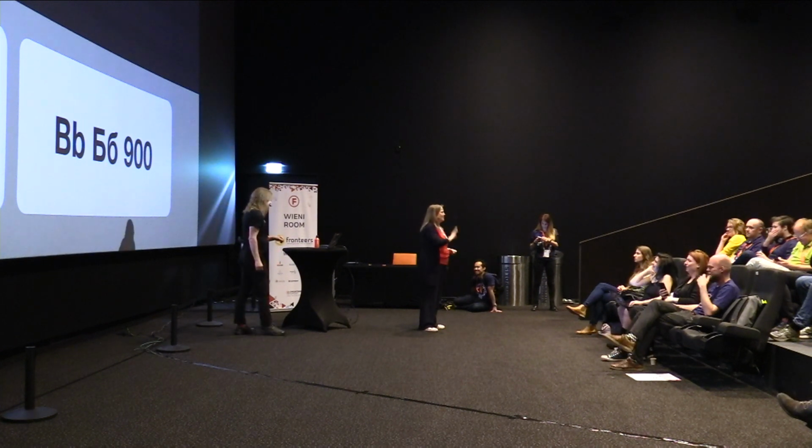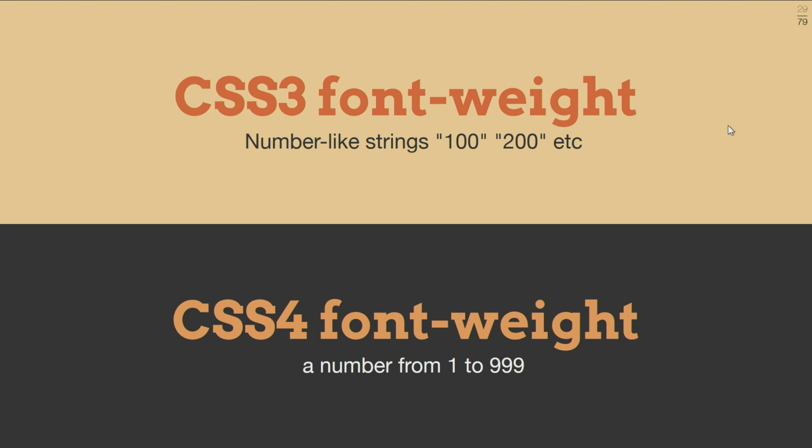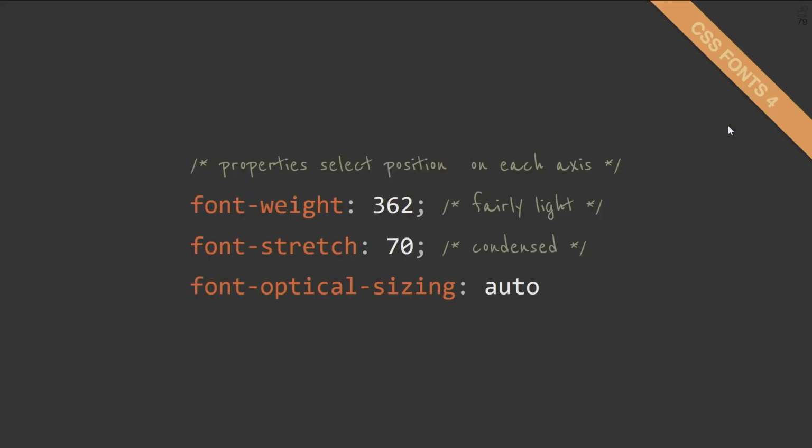You know me well. The answer is, in Fonts 3, it was 100, 200, etc. These were not numbers. They were strings that looked like numbers. You couldn't have anything in between. It was just 100 or 200, etc. In Fonts 4, we changed that, obviously. It's now actually a number between 1 and 999, which is exactly what the OpenType spec says, which then allows us to have, as we said, any intermediate weight. You're not restricted to multiples of 100 anymore. So here's an example. So now font-weight: 362. Why not? Whatever you want.